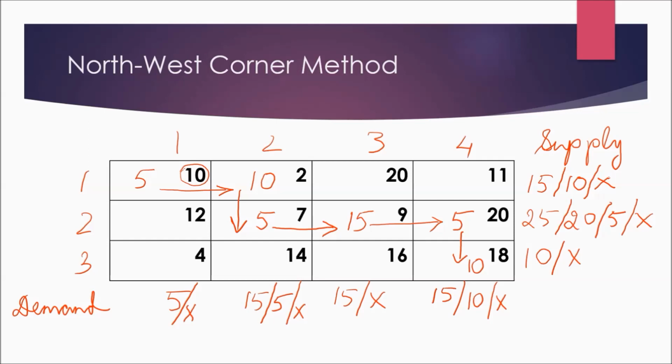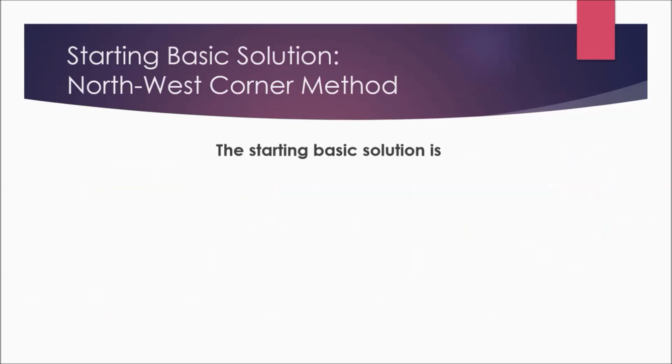What we will do is we will take all these cells for which we have allocated the values, and we will multiply each of these with the unit cost. So we will multiply 5 into 10 and we will add each of them to get the total cost. So 5 into 10 plus 10 into 2 plus 5 into 7 plus 15 into 9 plus 5 into 20 plus 10 into 18.